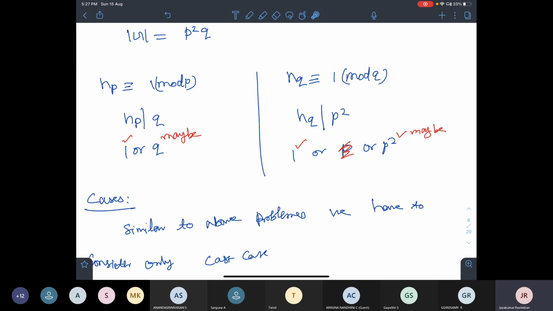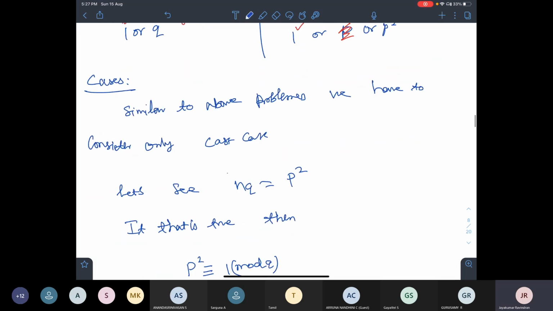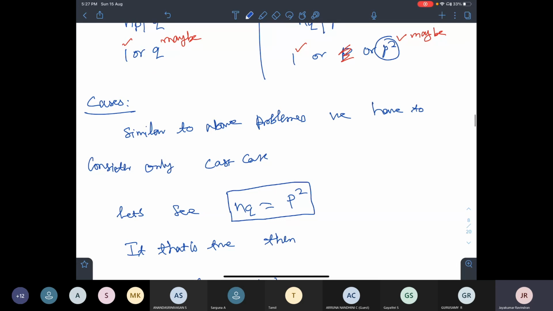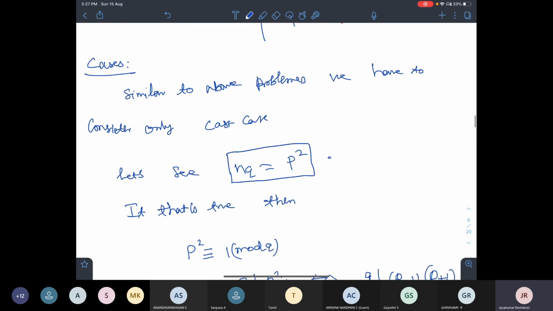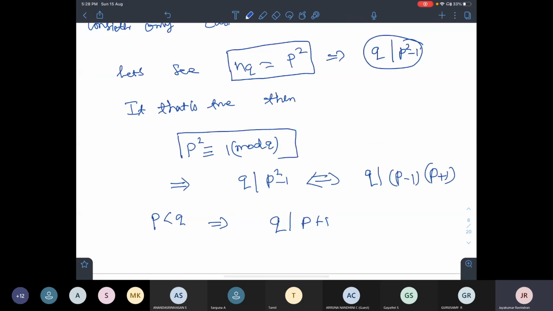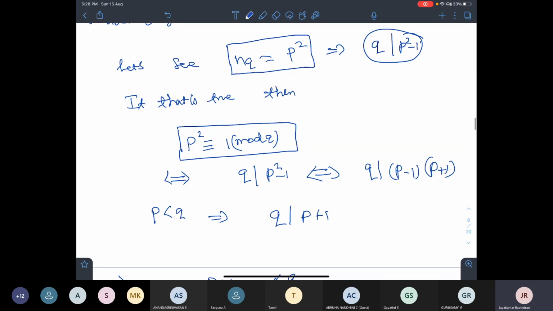We have to care about only one case, where n_q is p squared. Actually, that is the only case that occurs. n_q equal to p squared means that q divides p squared minus 1. That is what I have written here. That is the same as saying q divides (p minus 1)(p plus 1). But remember that p is less than q.